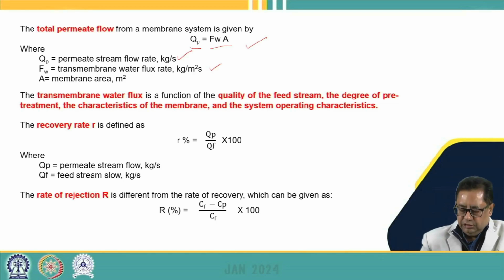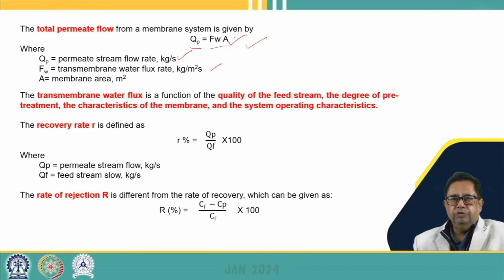So it is in kgs per square meter per second. And similarly, A is the area of the membrane through which the flux is happening. The transmembrane water flux is a function of the quality of the feed stream. It will also depend upon the degree of pre-treatment that the water has received. If the degree of pre-treatment is high, then we have a higher flux. If the degree of pre-treatment is low, it may lead to a lower flux through the membrane.